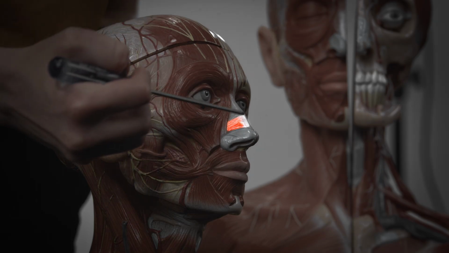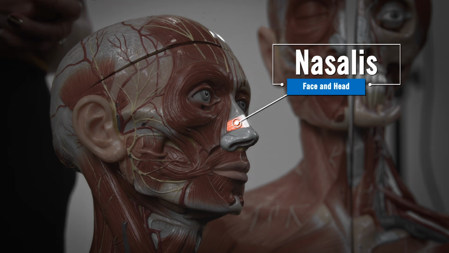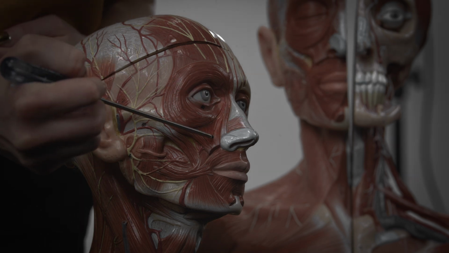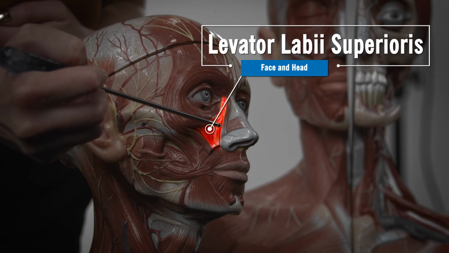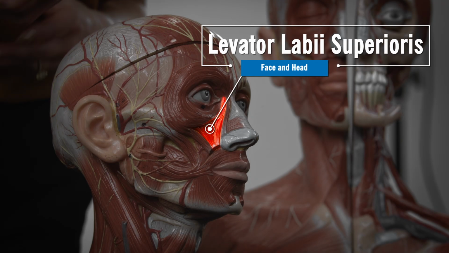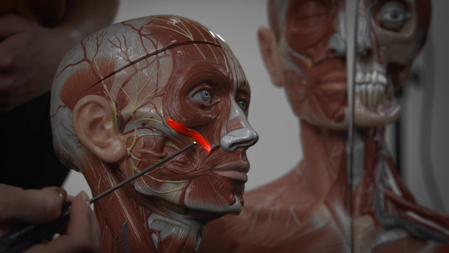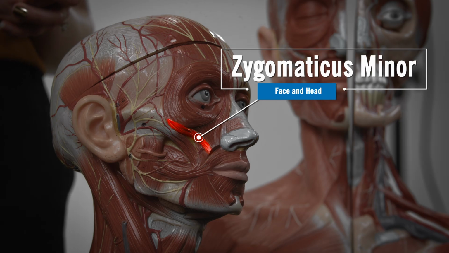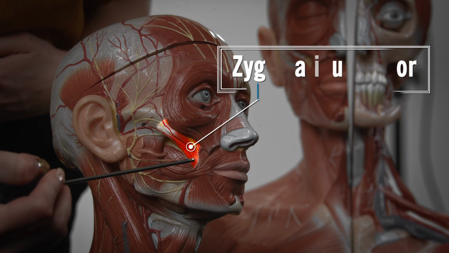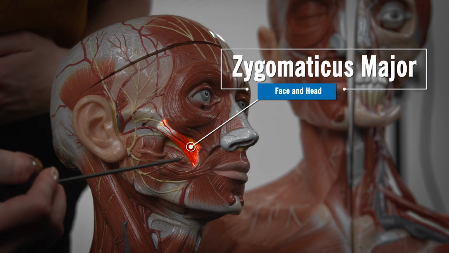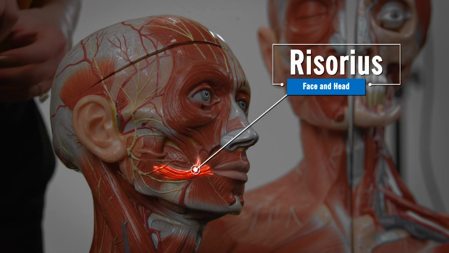Moving down the face, we have the nasalis, which sits right on top of the nose. Moving laterally, we have the levator labii superioris, which is this triangle right here. Right next to it is this strip of muscle, which is the Zygomaticus minor. Continuing laterally, we have the Zygomaticus major here. This horizontal muscle is called the Risorius.